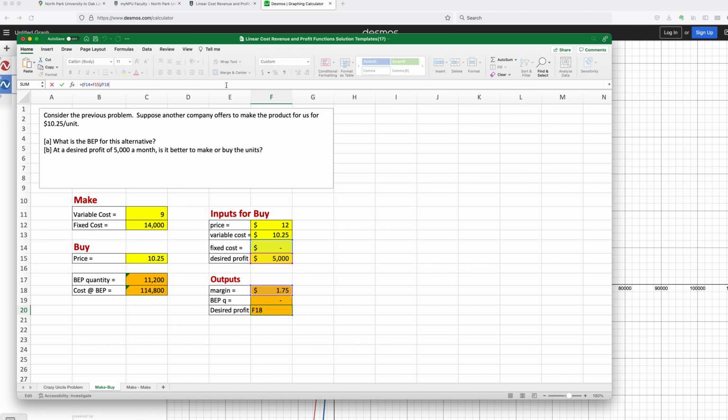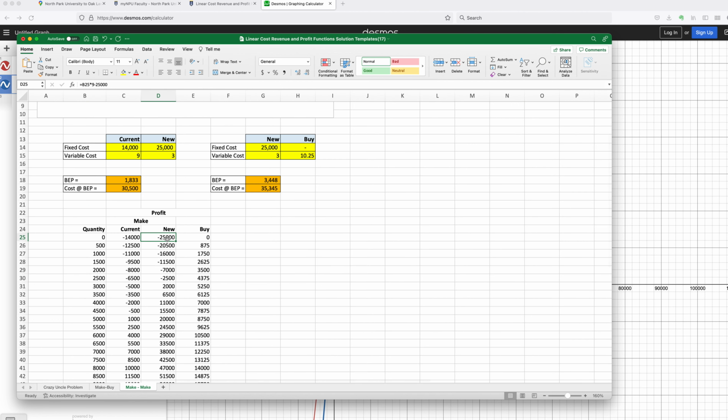It's F14, the fixed cost, plus F15, which is 5,000. So it's to be 5,000 divided by F18, which is the margin. 2850. Now what did I do wrong here? I've got... now I'm doing something wrong.